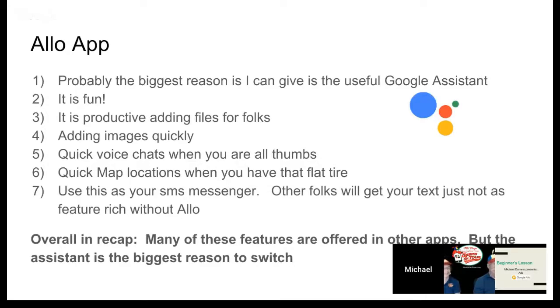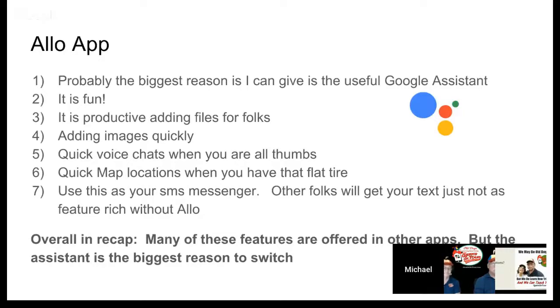And then use this as your SMS messenger. Other folks will get text, just not the feature-rich version without Allo. That's something that Chris actually taught me. We could actually have a conversation through their SMS because it does go through their phone, so it shows up for them even if they don't have the Allo app. That was excellent. See, I learn something all the time too. To be a good teacher, you have to be a good learner, and that's what I feel like I do. And then overall recap: many of the features are offered in other apps. It's so true, but the assistant is the biggest reason to switch, in my opinion.